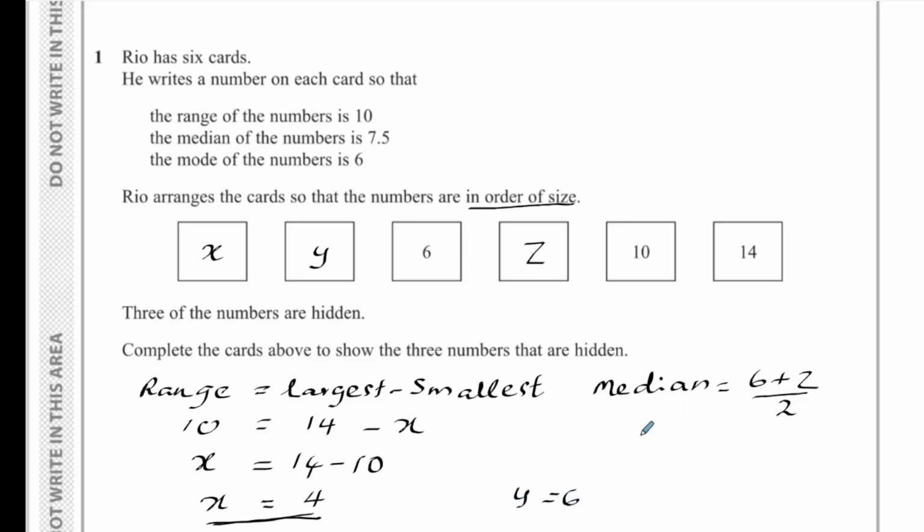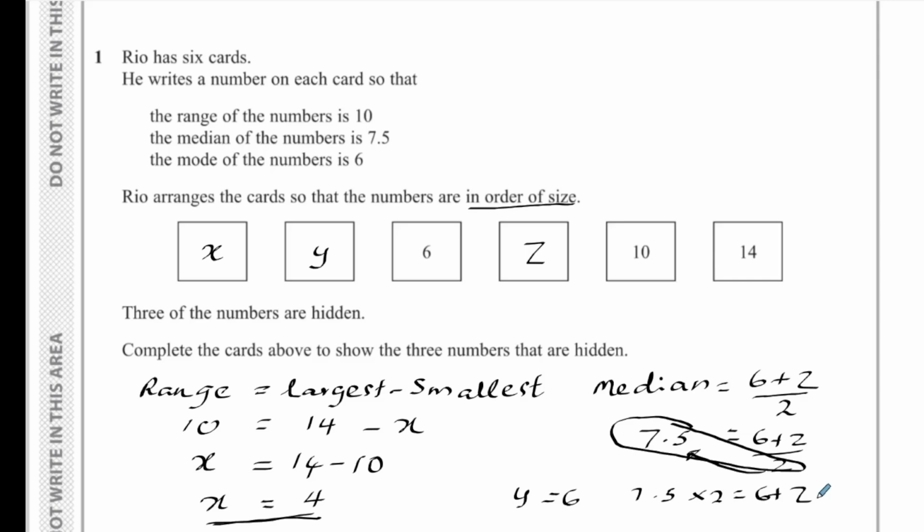Now let's get the median, what the median is. Median is given as 7.5. So 7.5 equals 6 plus Z over 2. So let's cross multiply. When you are bringing this 2 to this side, what will happen? Do the cross multiplication. Bring this 2 to this side. So 7.5 into 2 equals 6 plus Z.